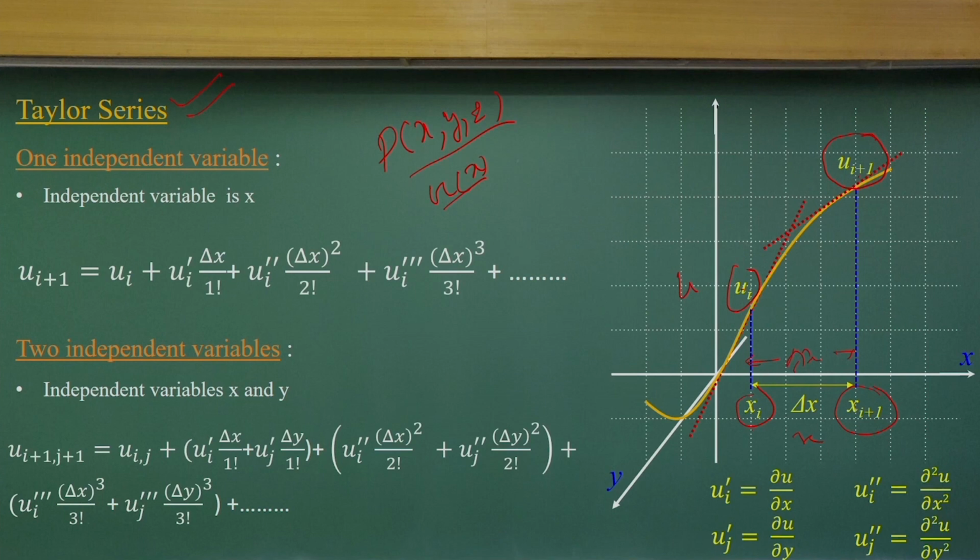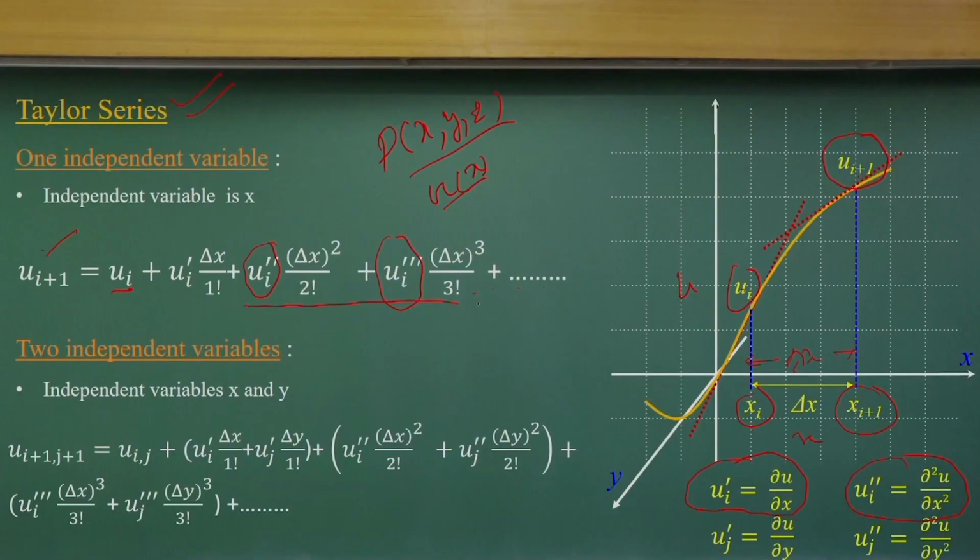The Taylor series gives an infinite series. If you look, u i plus 1 will be ui, that means at the xi location, then u dash, that means the first gradient, the partial derivative of u, del u by del x, times delta x by 1 factorial, then comes the second gradient, del square u by del x square, then third, like this we will have an infinite series. But most of the time in fluid flow problems we do not need these higher order terms, because these values will be much smaller than the first term.